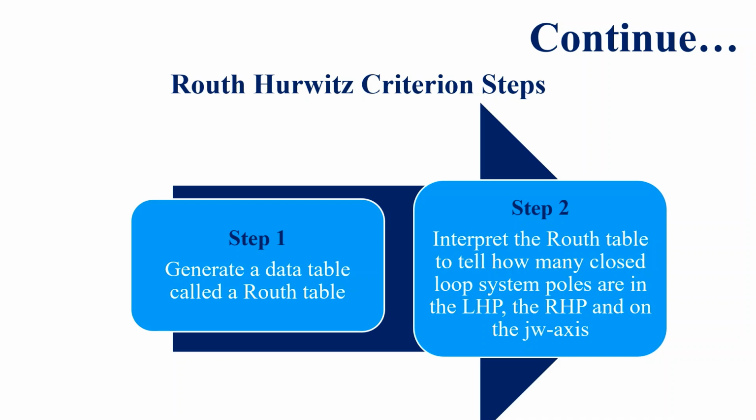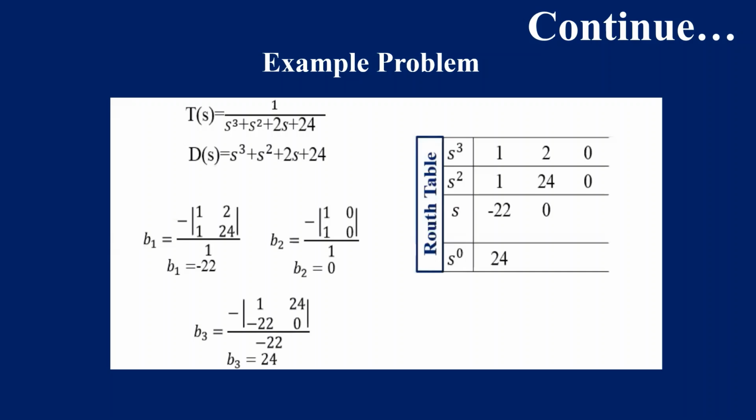Step one is generating a data table called a Routh table. Step two is interpreting the Routh table to tell how many closed loop system poles are in the left half plane, in the right half plane, and on the imaginary axis. So now, moving towards the mathematical example of the Routh Hurwitz criteria.